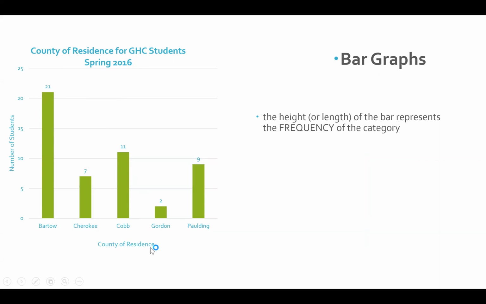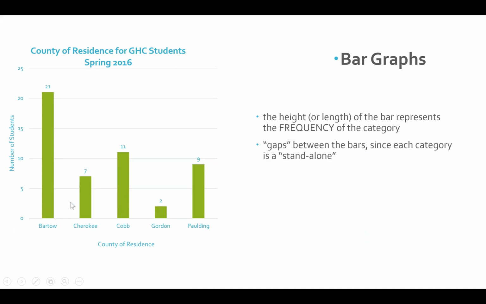The horizontal represents the county of residence, and the vertical is the number of students. So I can see that 21 students live in Bartow County. Only 2 students were from Gordon County. Okay, those values are the frequency.